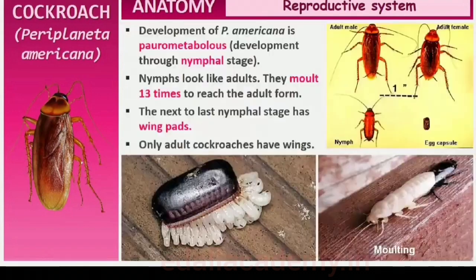The development of P. americana is paurometabolous, meaning there is development through nymphal stages. The nymphs look very much like adults. The nymph grows by molting about 13 times to reach the adult form. The next to last nymphal stage has wing pads, but only adult cockroaches have wings.